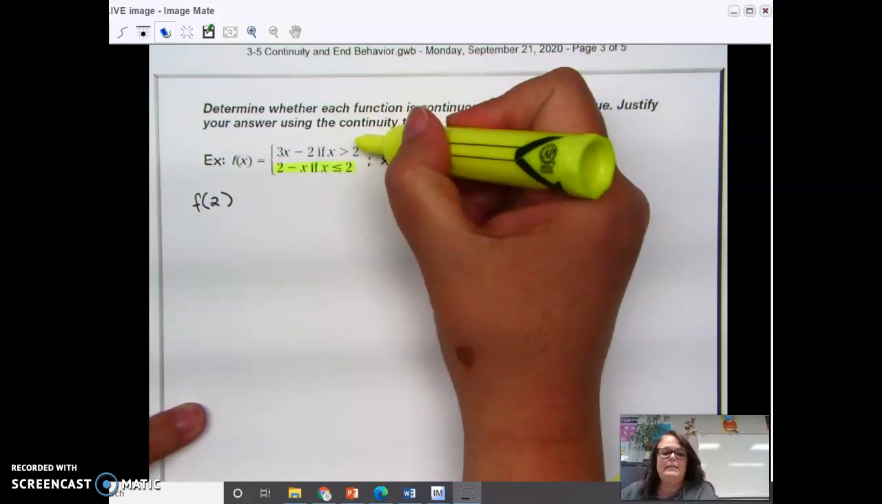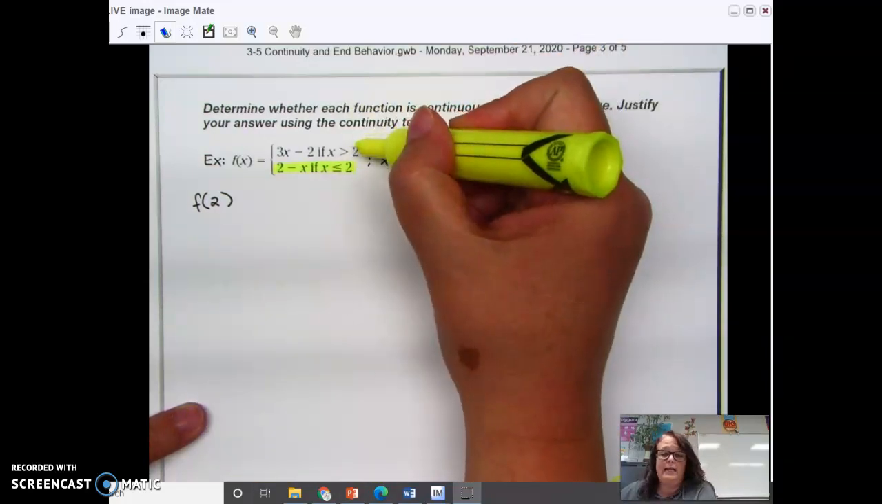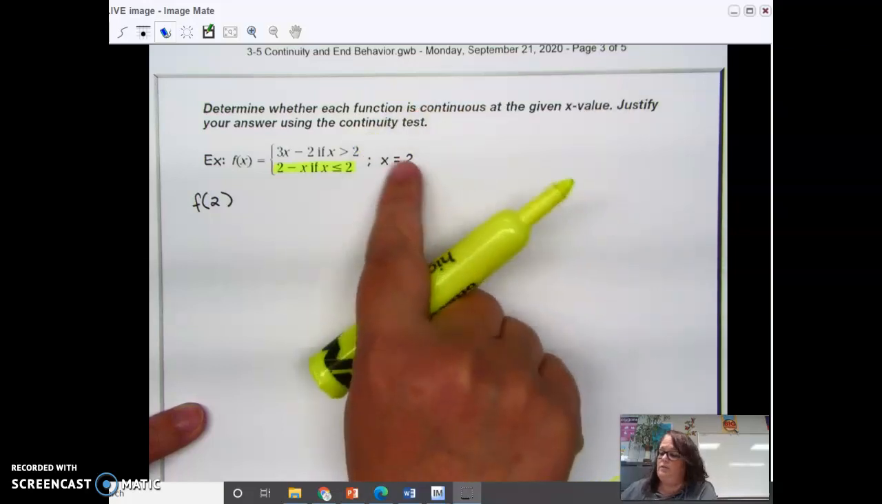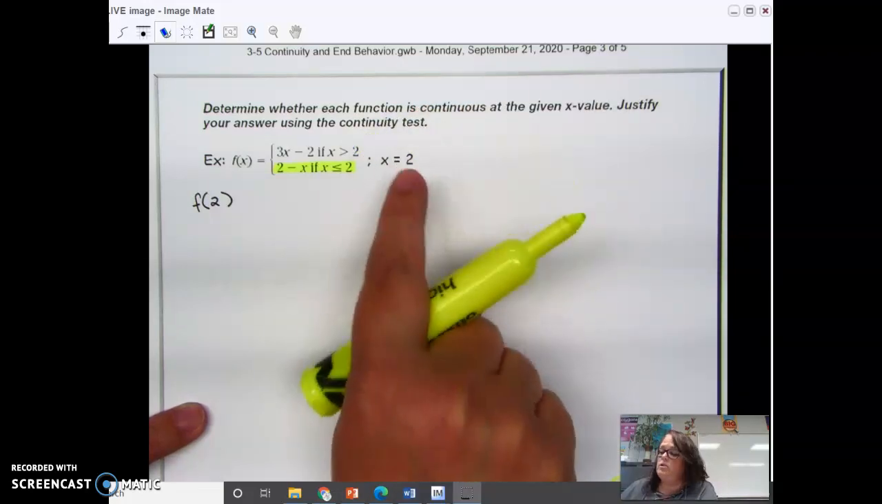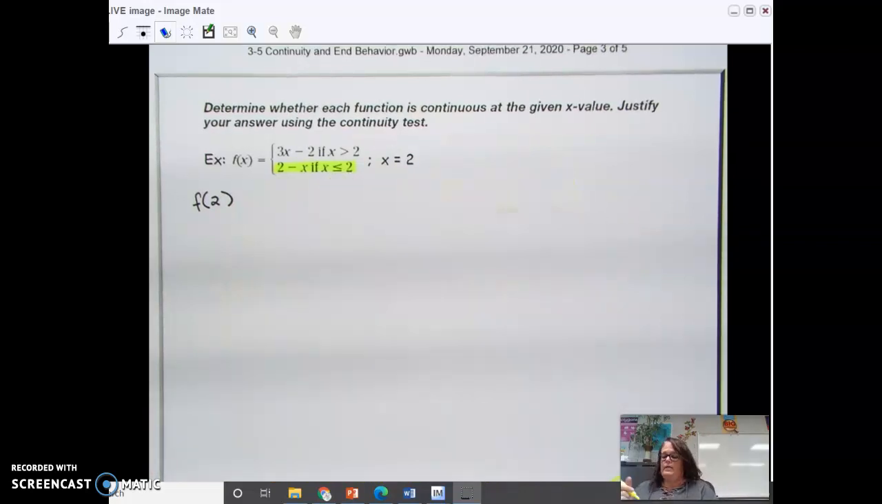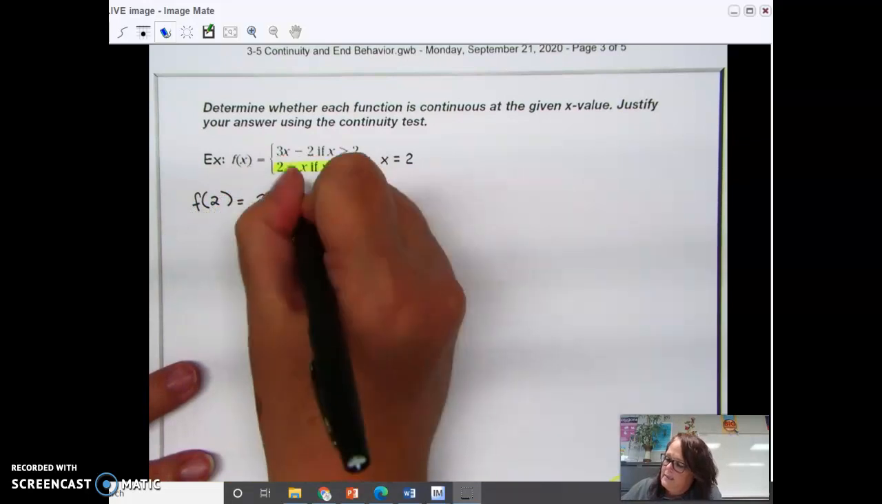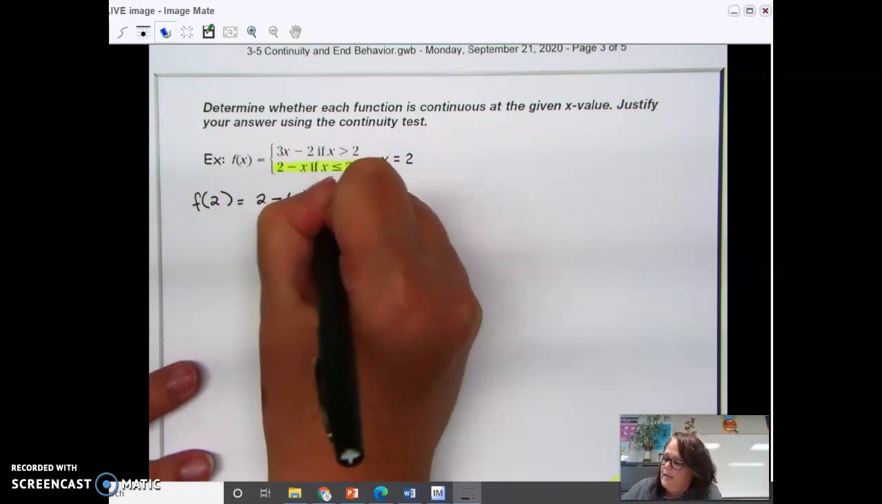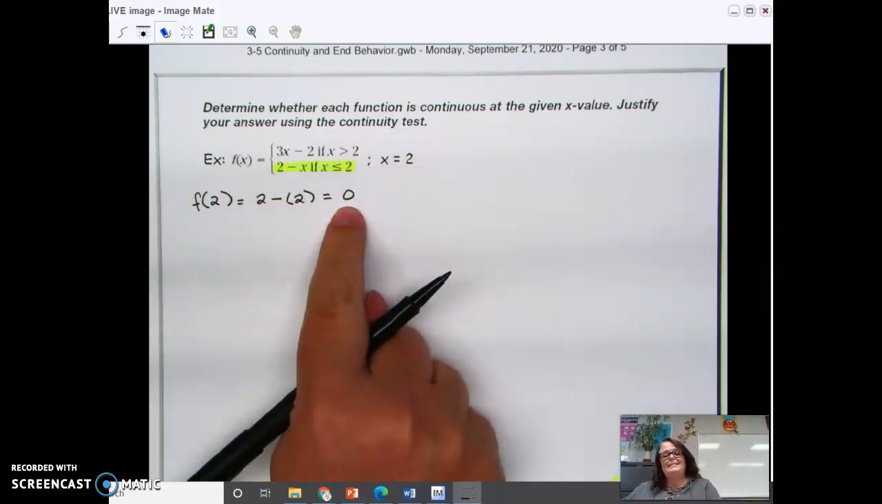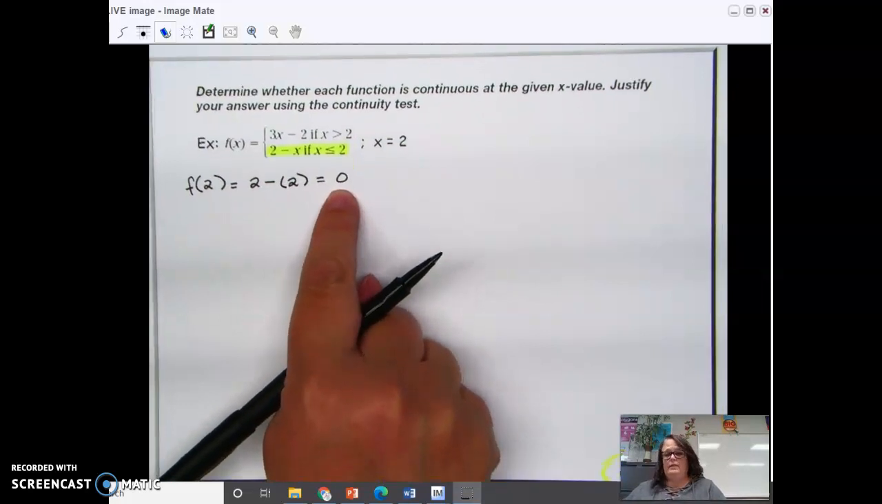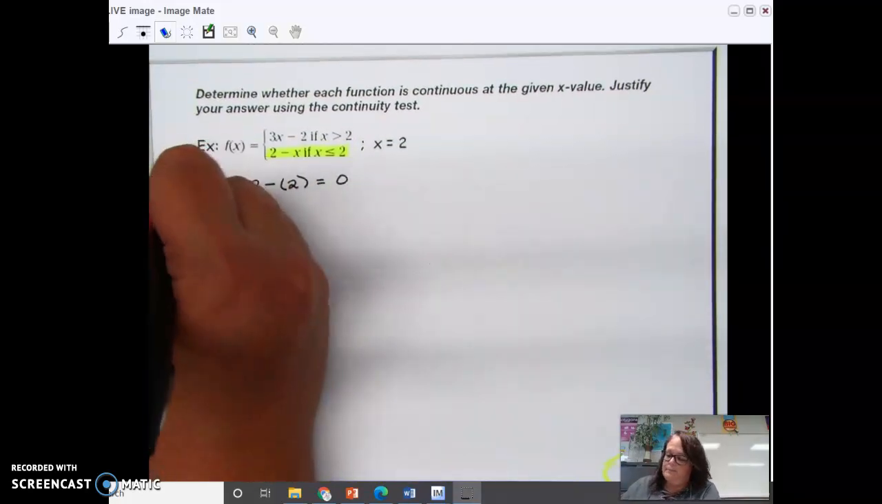If you plug it into the top one, that's great that you get an answer, but it has absolutely nothing to do with the fact that x is equal to 2. So x equal to 2 only occurs in that bottom equation. So I'm going to use 2 minus the x value of 2, and that gives me 0. So I did find a y value, which means I'm going to move on to the next step. So that was step 1.